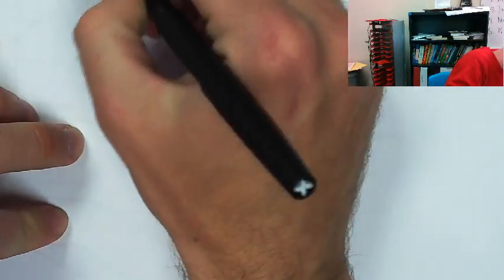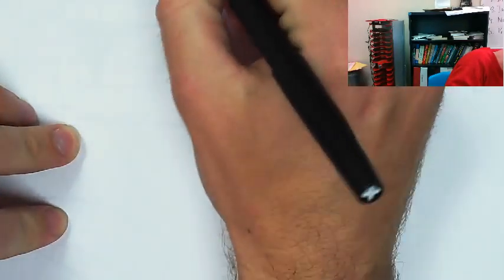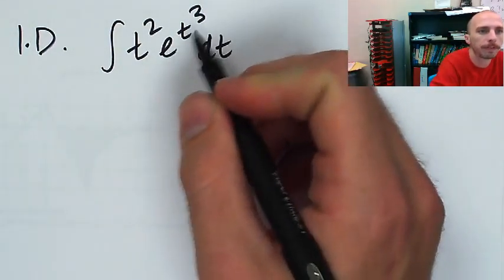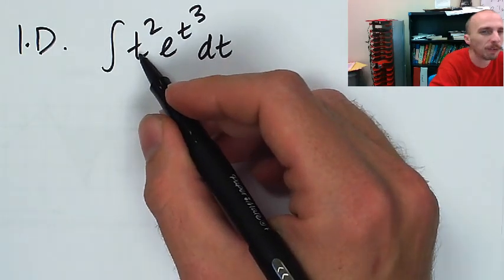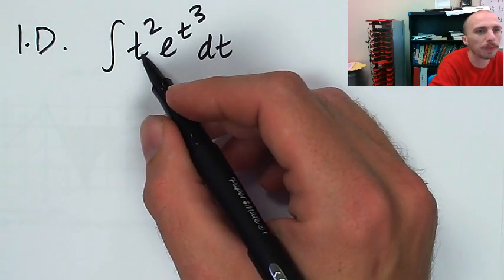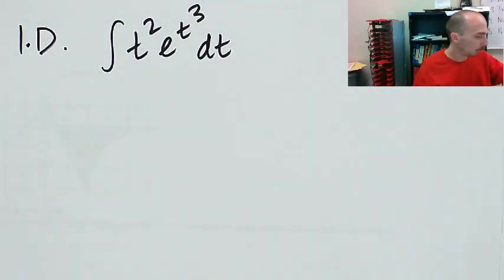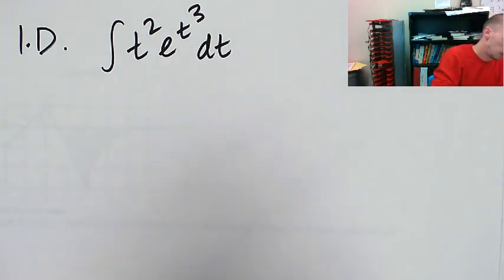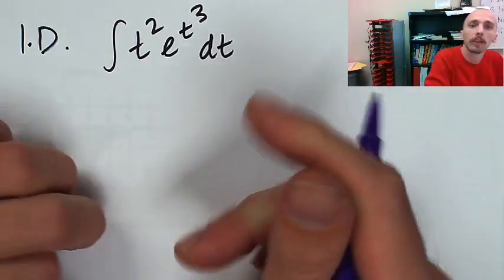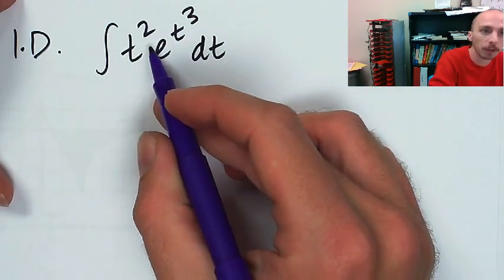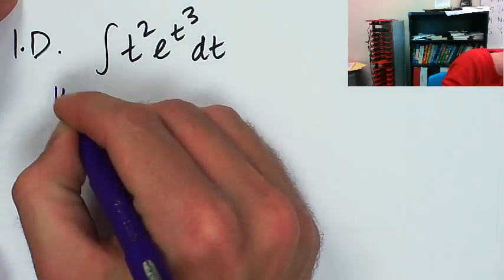1d. This one is t squared e to the t to the 3 dt. Okay, this one, you can't even see that. This one is the product of a composition of functions and the derivative of the inside, or at least something proportional to the derivative of the inside. And that is the u du pattern. So I'm going to say, all right, I need to let u be the inside of the composition of functions, the thing whose derivative is appearing elsewhere in the integral with multiplication. So I'm going to let u equal t to the 3rd.